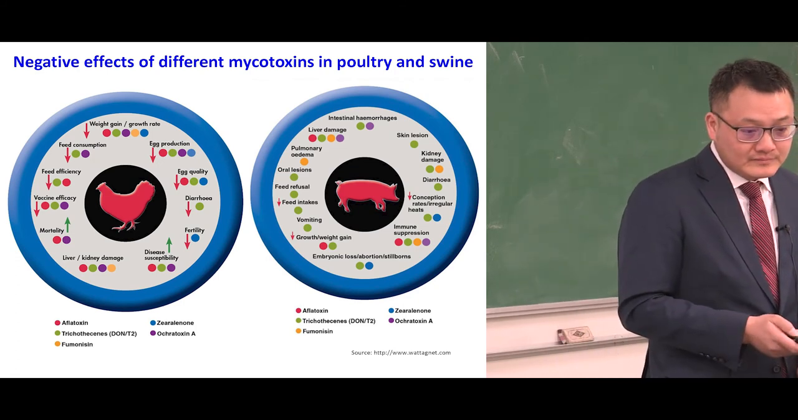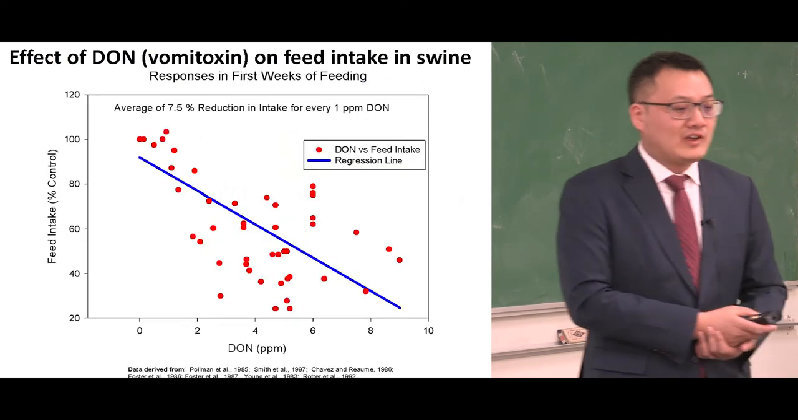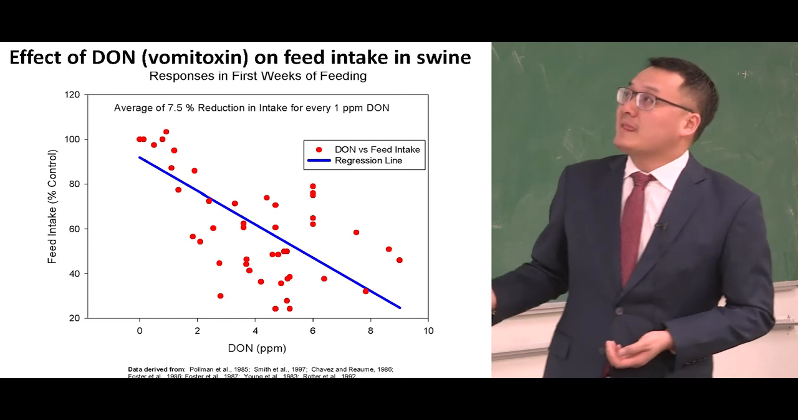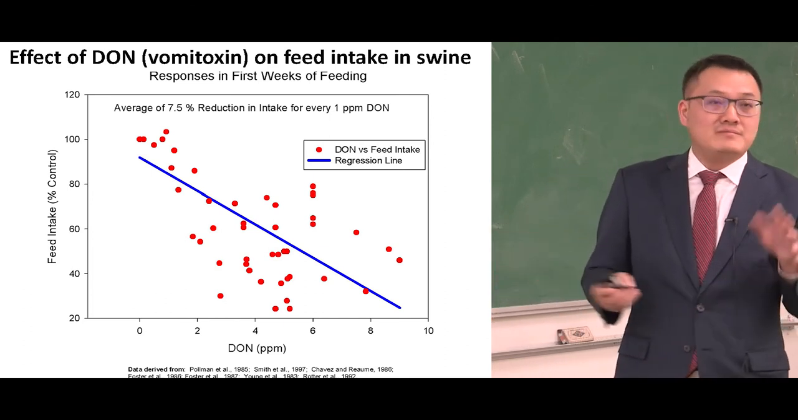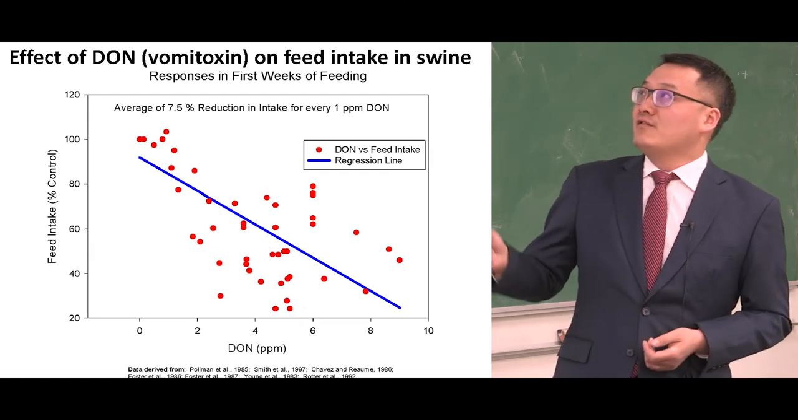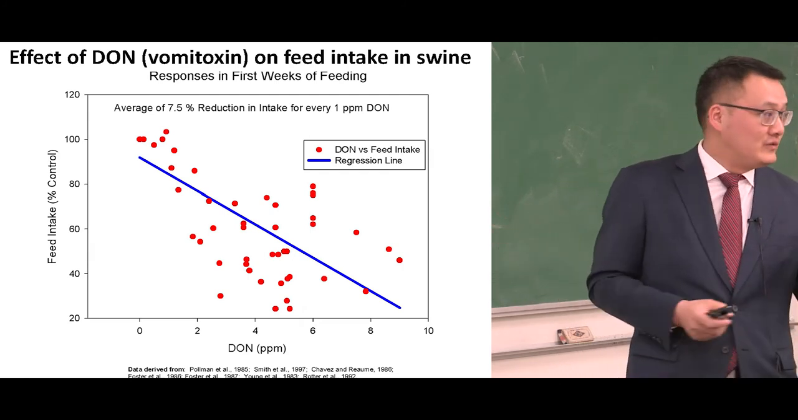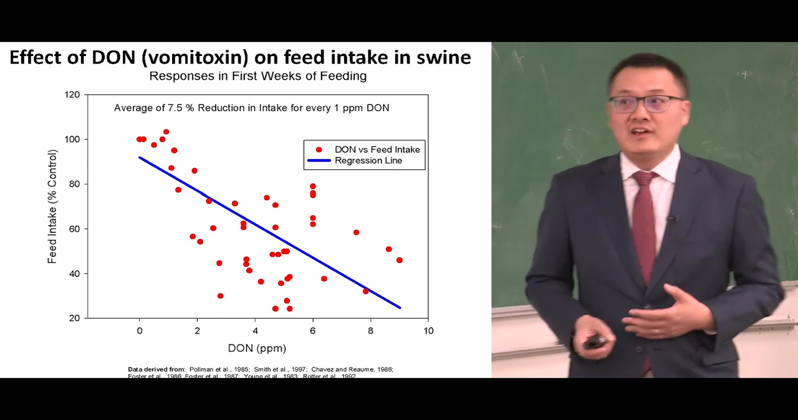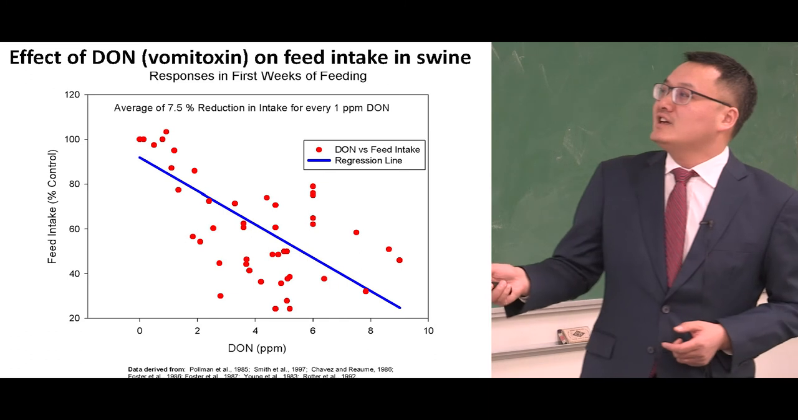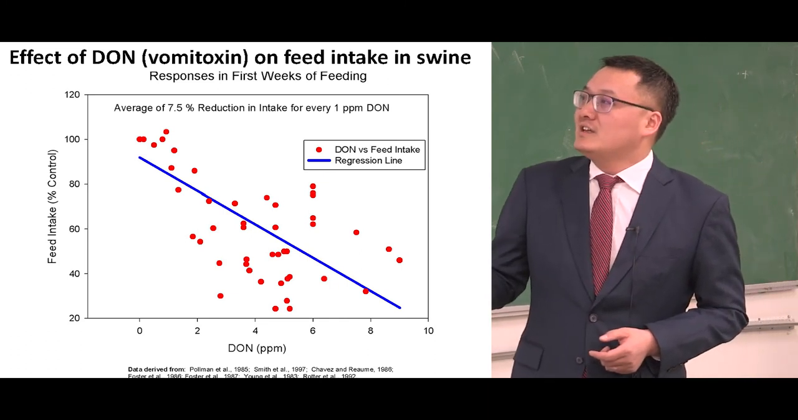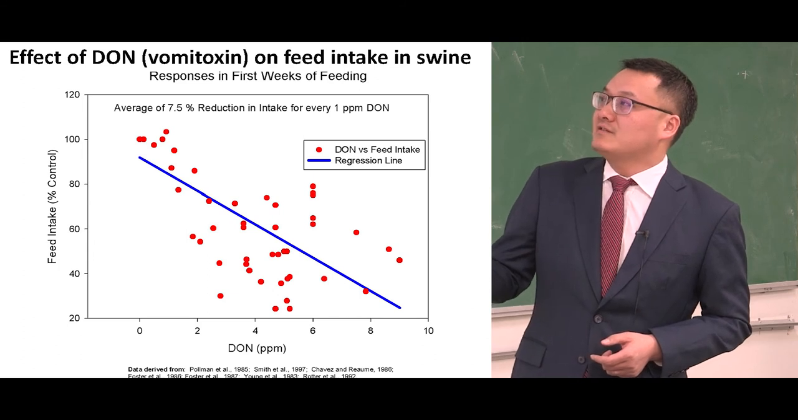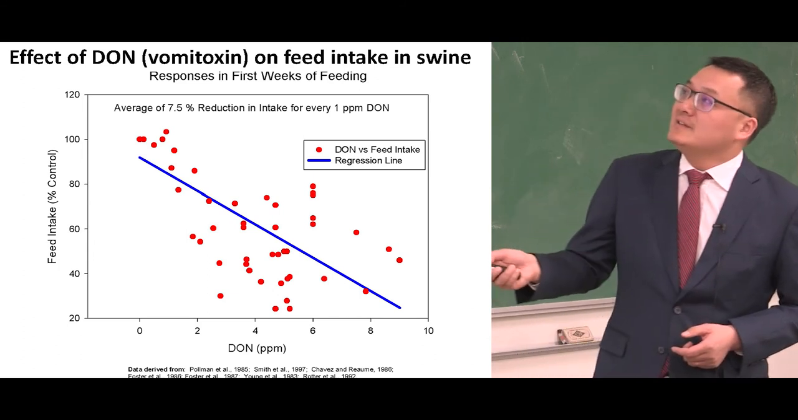They are also giving examples of how DON, the vomitoxin, affects feed intake in swine. This is the first week of feeding, that means one week after weaning, right? Feed intake is quite important for pigs to develop the gut. And you can see that with increased DON concentration in the feed, the feed intake decreased linearly. So you can see it's very obvious.